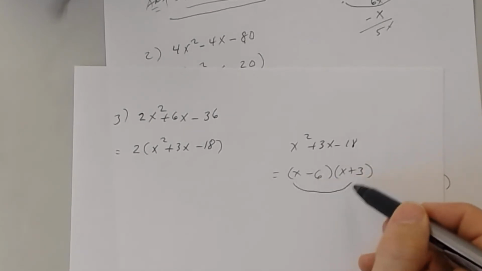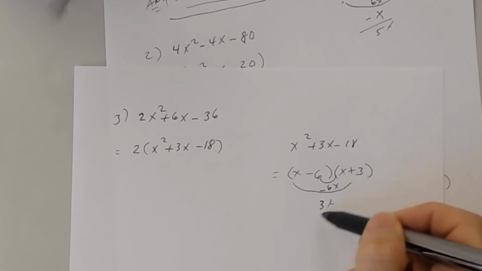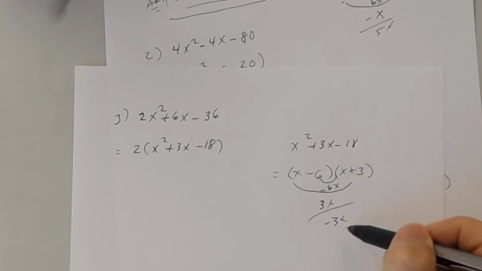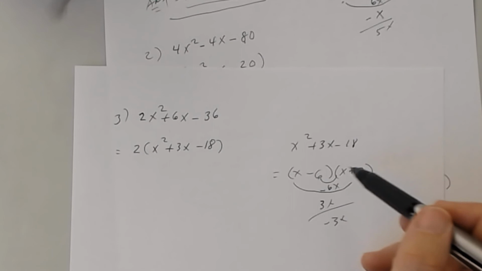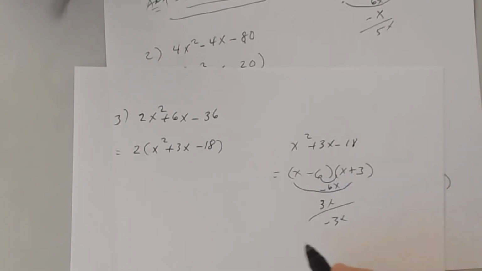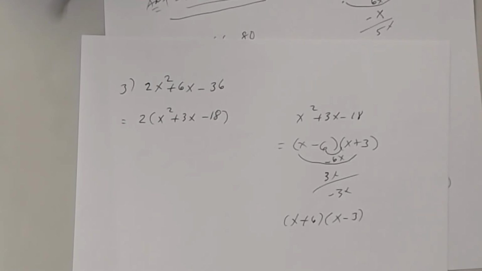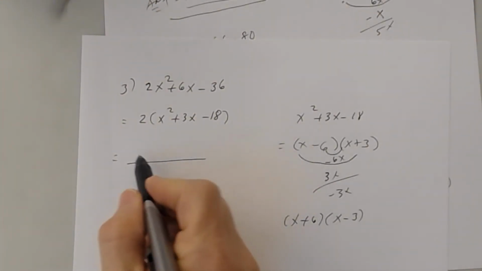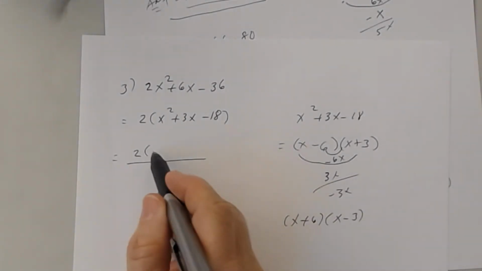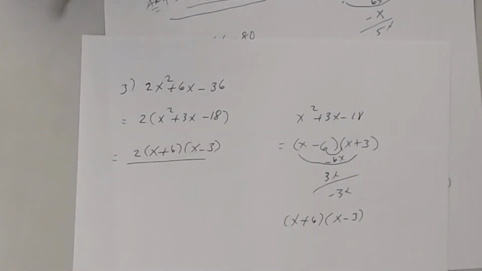What's the outer? 3. What's the inner? What do you get when you add them up? That's not what I want. I want a positive 3x. So these are just opposites, which means all I got to do is change the sign. So I get x plus 6 times what? x minus 3. And then it would work. But what's the answer? 2 times x plus 6 times x minus 3. Okay?